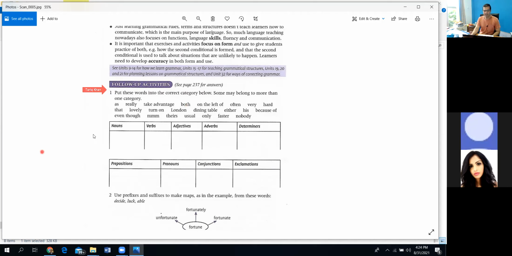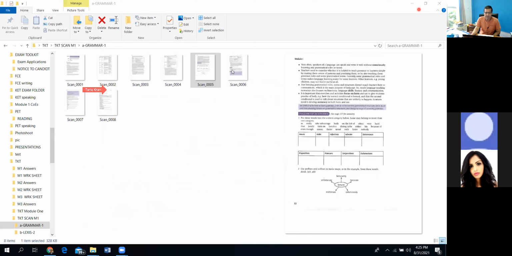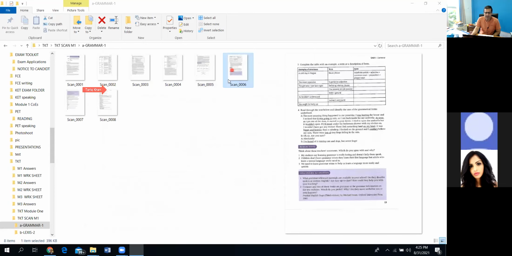Now, follow-up activity you can see here, which I'm telling you, you can check how it is needed. Put these words into correct categories below. Some may belong to more than one category. Now see, they have given different words to you, and then you see whether they are nouns, verbs, adjectives, or what. Do this exercise and check your answers on page 237. Likewise, you can check the next one.